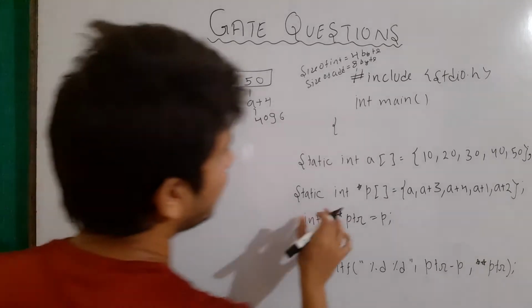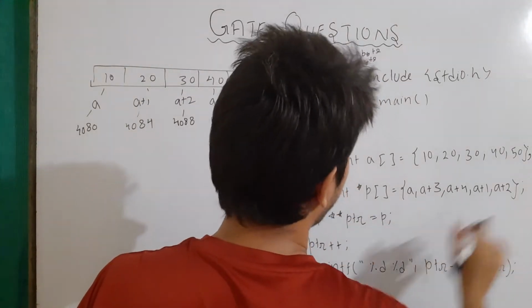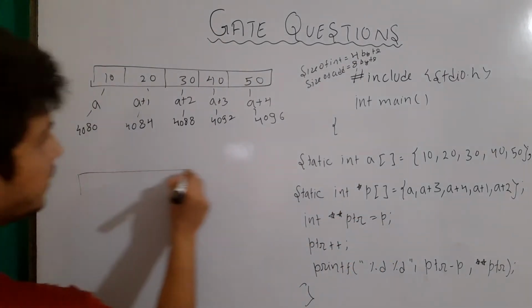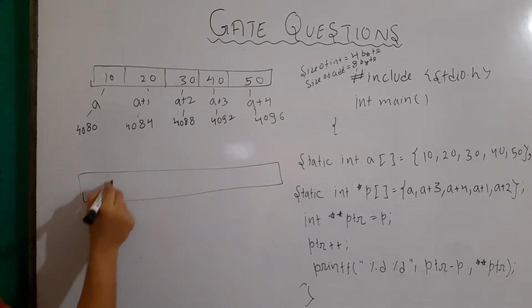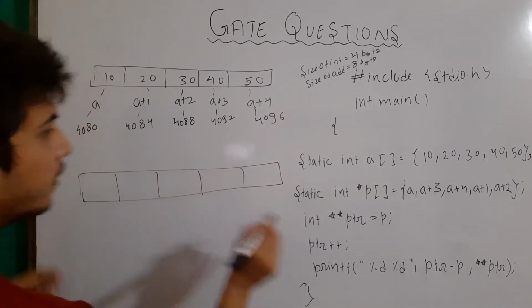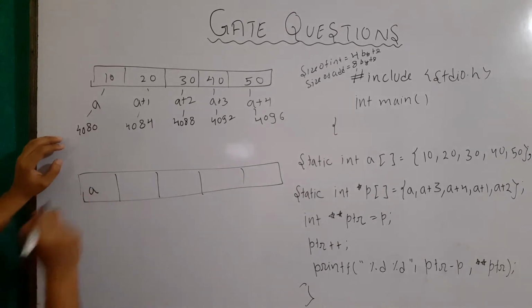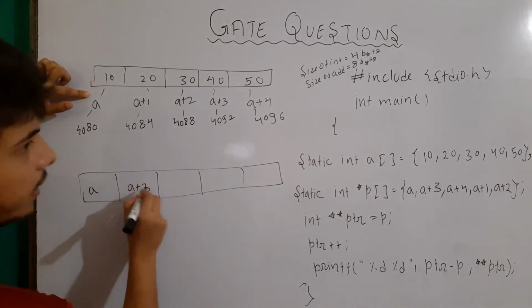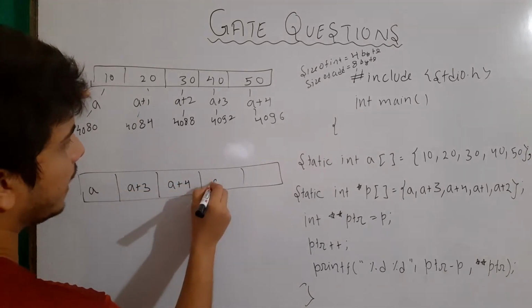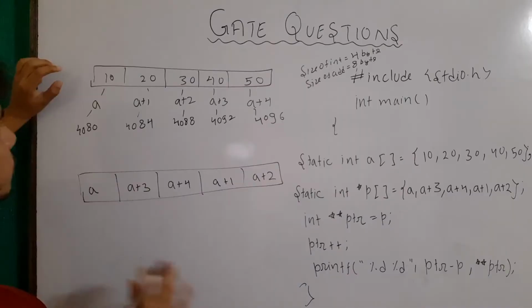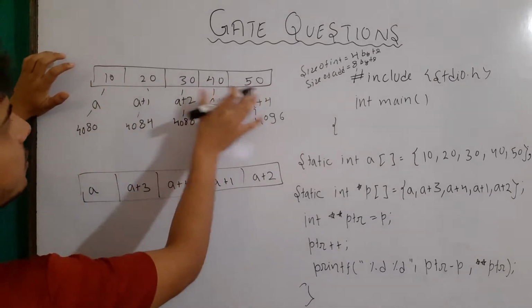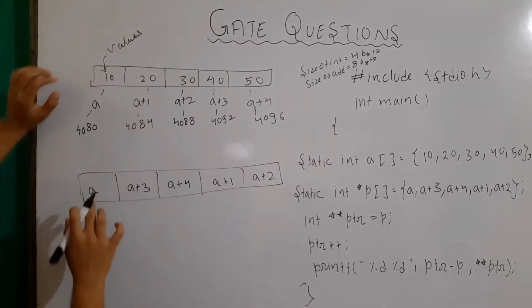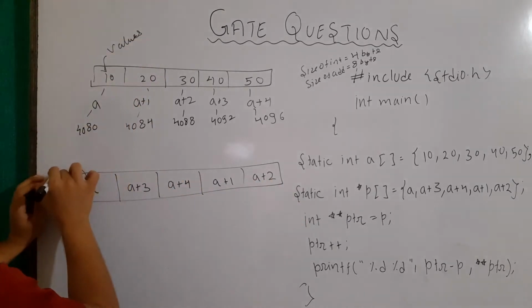Now it is written int asterisk p, and then the addresses. Basically this is the array of pointers. This could be represented again in this form, in which first we have the base address, which means the address of this location, then a plus 3, then a plus 4, then a plus 1, and then a plus 2. Here, if we see, the earlier locations were holding values, but here the locations are holding addresses, right?